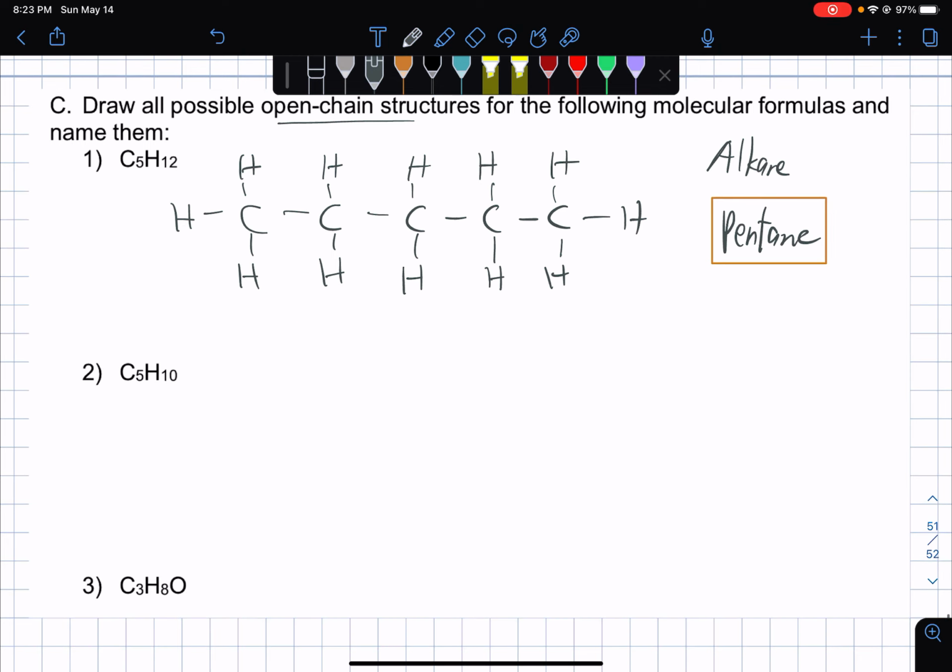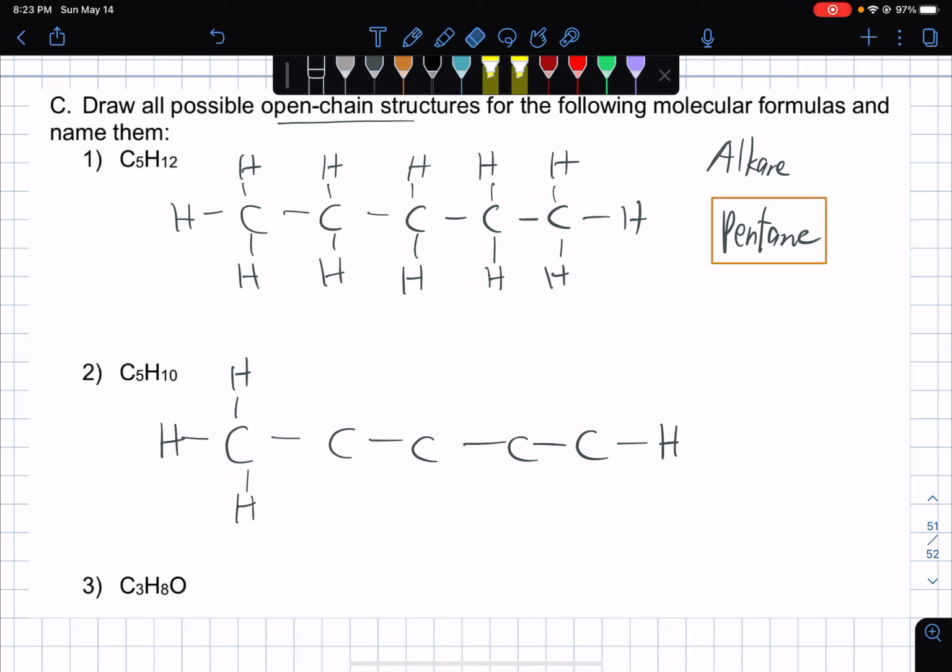For number 2, we still have the same number of carbons in the parent chain, still pent, but this time we have 10 hydrogens. So what do we do if that's the case? There has to be a double bond in order to reduce the amount of hydrogens. So let's say we put the double bond here in carbon 2. Any position would do, but I prefer to place it here right now.